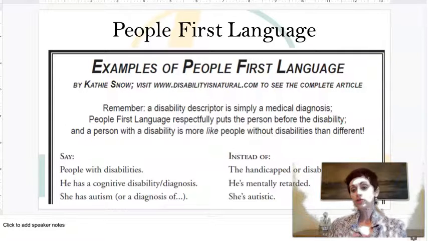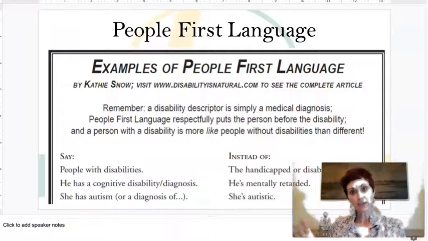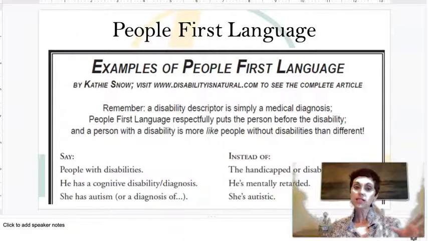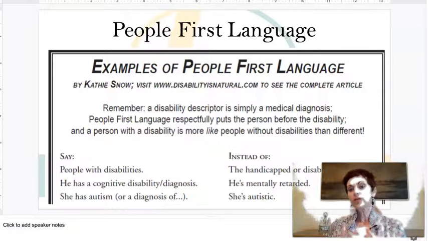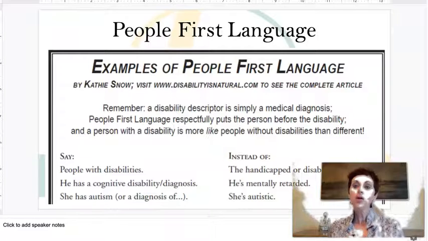So People First Language forces us to move away from the focus being on a disability and helping us to see the person for who they are. The disability is just one part of who this person is. So my task for you is to think about your language and ask yourself, do I use some of these words? Do I say handicapped? Do I say disabled person? And if so, I encourage you to shift your language and start thinking about the person first.